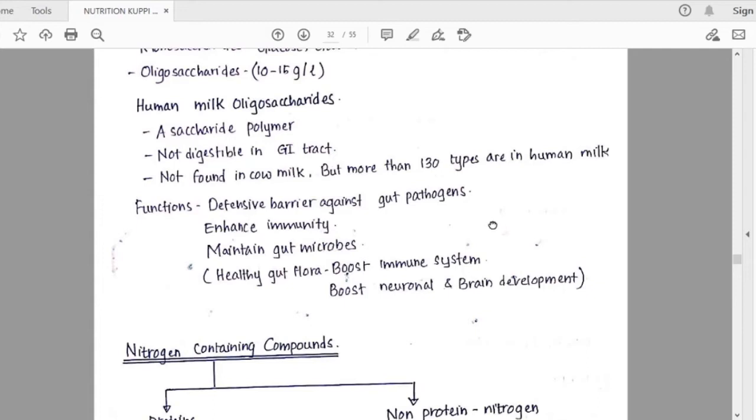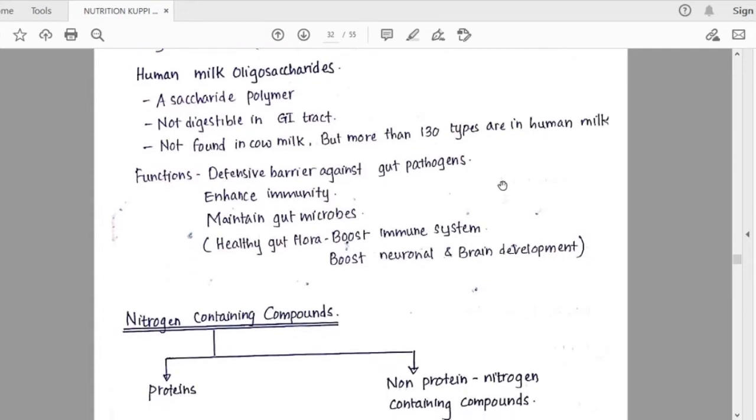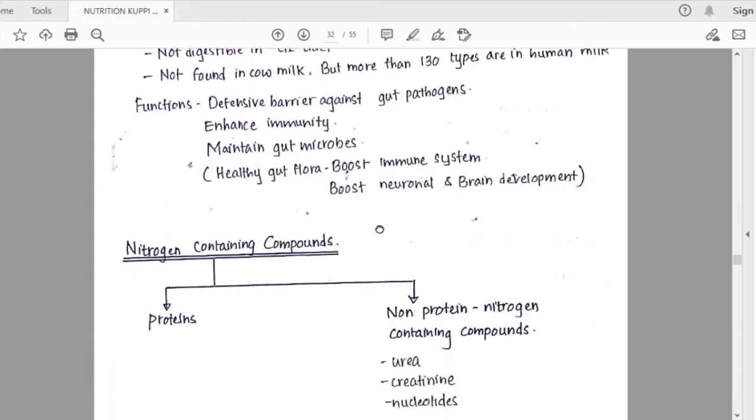Oligosaccharides serve several functions. They are a defensive barrier against gut pathogens. They work as a defense against harmful bacteria in the gut. They enhance immunity and support the immune system's function. They maintain the gut microbes, and healthy gut flora boosts the immune system. They also boost neuronal and brain development.